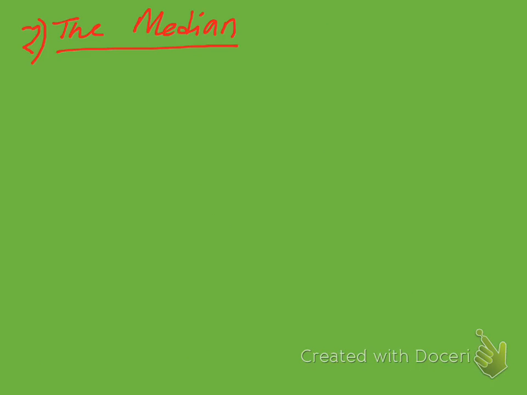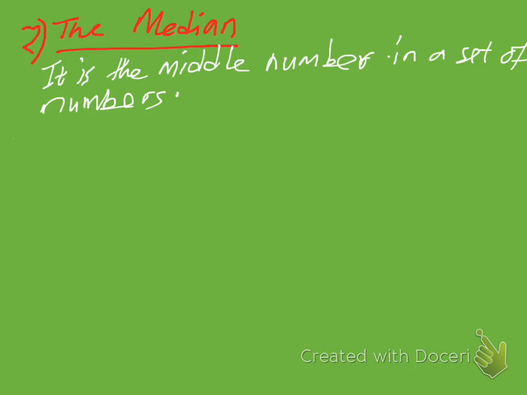The median. It is the middle number in a set of numbers. So, assuming a set of numbers, a distribution, when you look at it, you point out the number that is in the middle. That is the median, the middle number. This is a measure of central tendency, the number at the center.